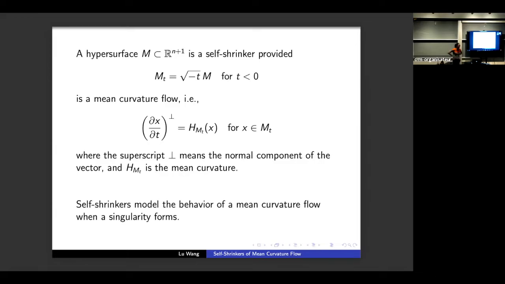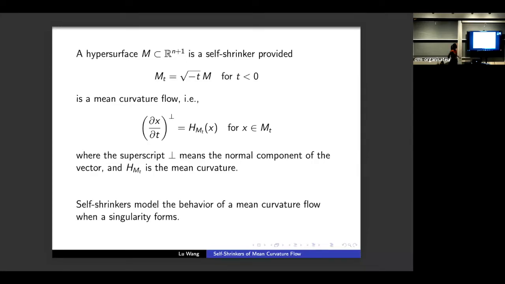definition of self-shrinker. So we consider a hypersurface in Euclidean space of dimension n plus one, and we call it a self-shrinker if it gives rise to a self-similar shrinking solution to mean curvature flow. Namely, we construct this family of hypersurfaces M_t for t negative by rescaling this hypersurface M by square root of minus t. So then this family of hypersurfaces evolves under the mean curvature flow. That means that the velocity of the point on these hypersurfaces is given by the mean curvature vector.